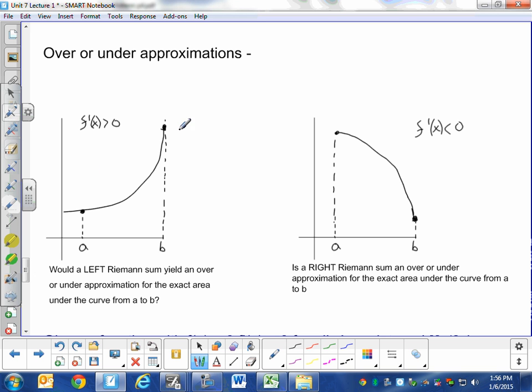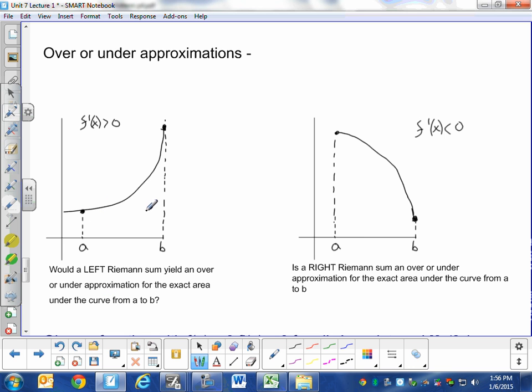So let's take this piece of function. It's increasing. This is concave up. It doesn't have to be, as long as it's increasing everywhere. It could be concave down and up like that. But let's just assume it's concave up. The question is, would a left Riemann sum yield an over or under approximation for the exact area under the curve from A to B?